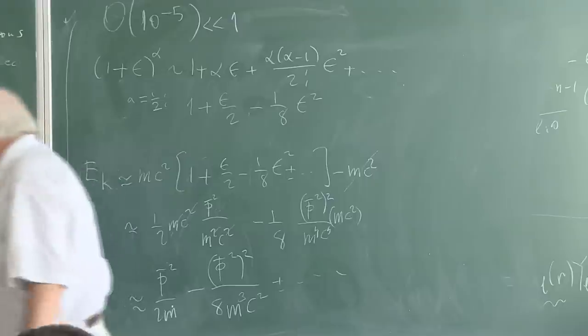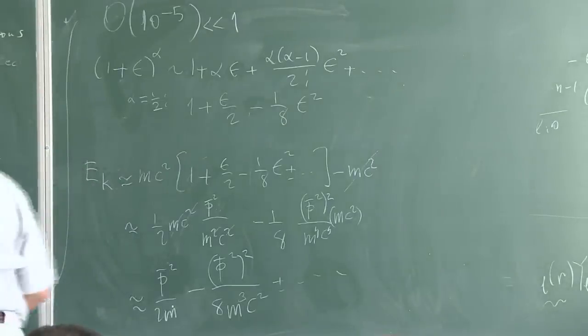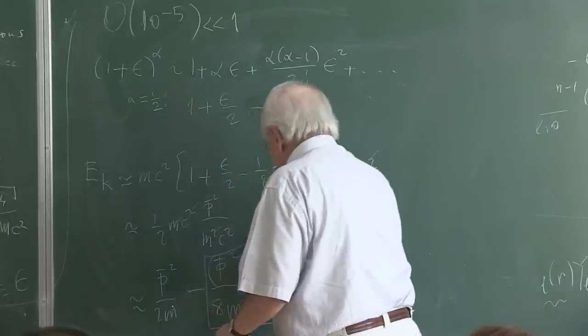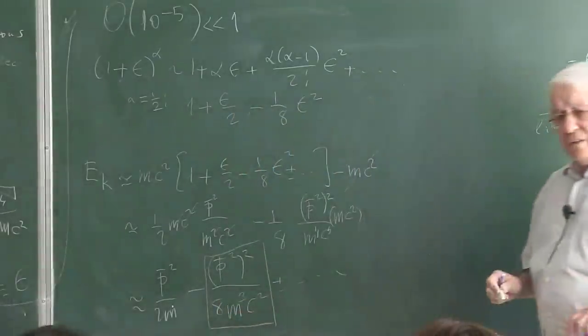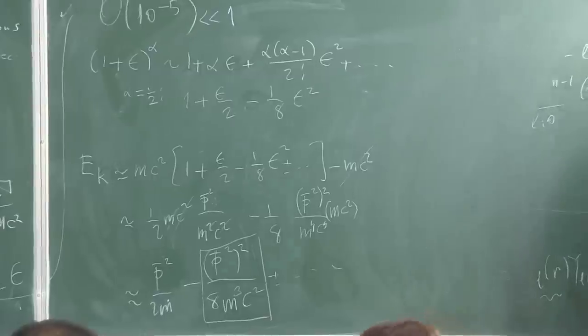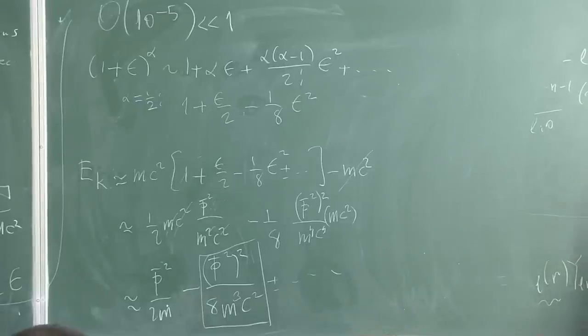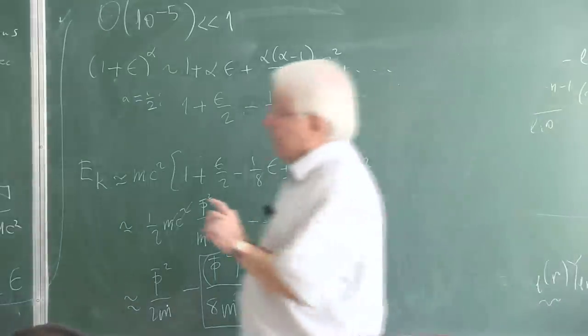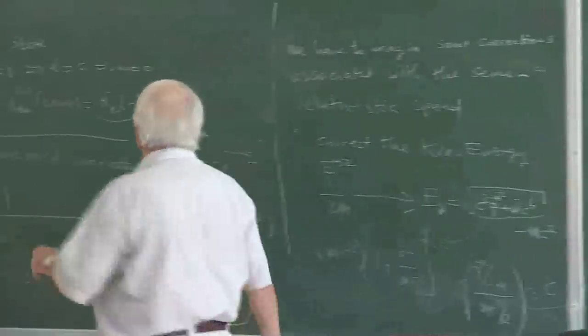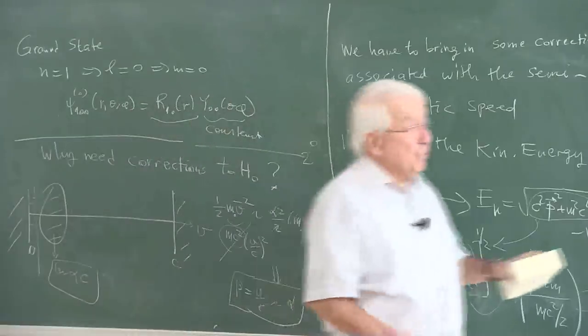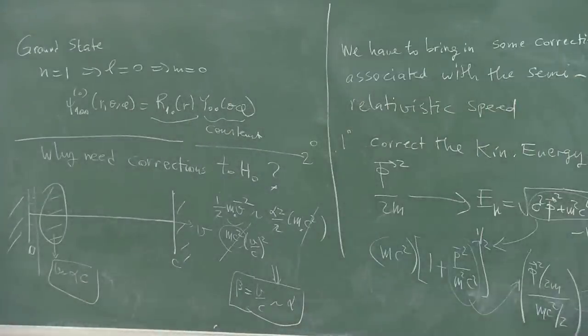So let's underline, encircle it using a different color. That's the relativistic correction to the kinetic energy. Obviously, that is to be added. That's one of the terms which I have to add to H0. We will give it a name, we will call it H1, just to make it more systematic, to keep track of it.